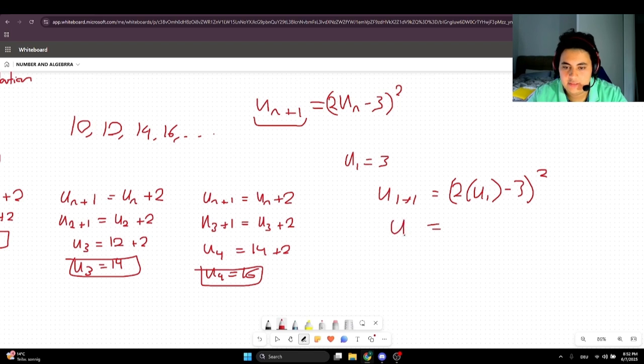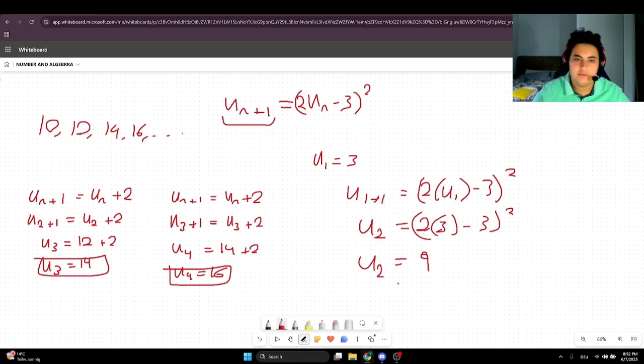Now, what does that mean? This is u2. We're working out the second term. So 2 times u1, u1 is 3, minus 3, and then all of that squared. 2 times 3 is 6, 6 minus 3 is 3, 3 squared is 9. So u2 is equal to 9. And then u3 will follow that pattern.